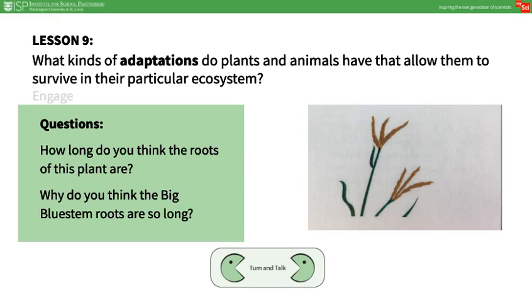Big blue stem grass grows twice as tall as this. Continue the discussion explaining that the roots of this plant are as deep as the plant is tall, 8 feet. Finally, have students turn and talk, then share out about why the roots of big blue stem are so long.